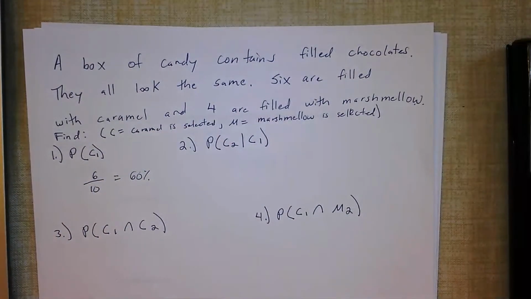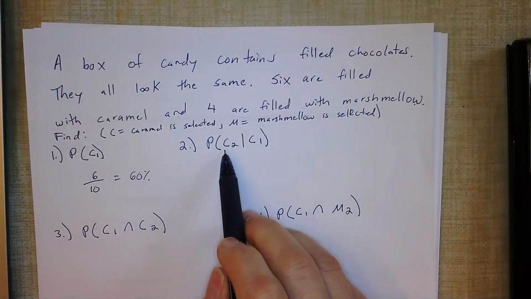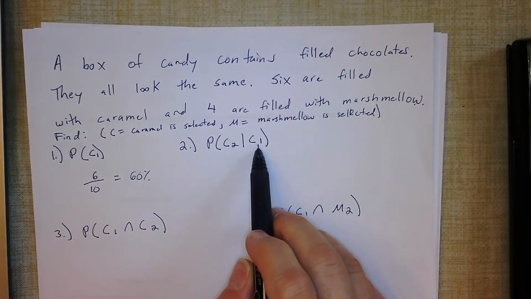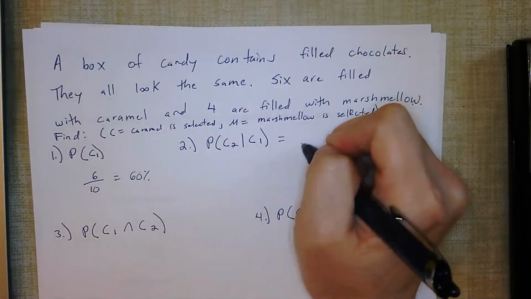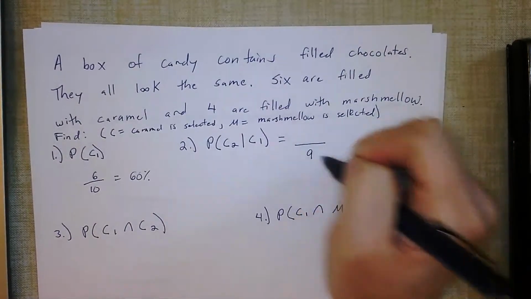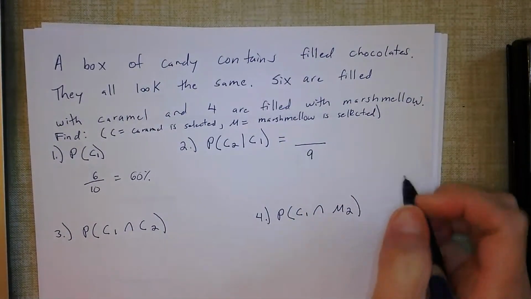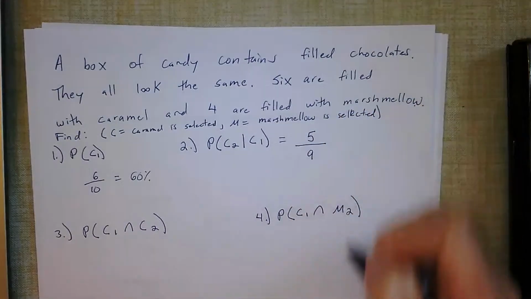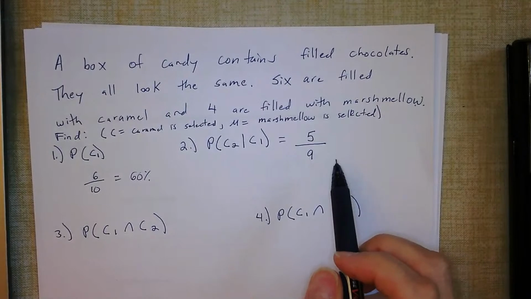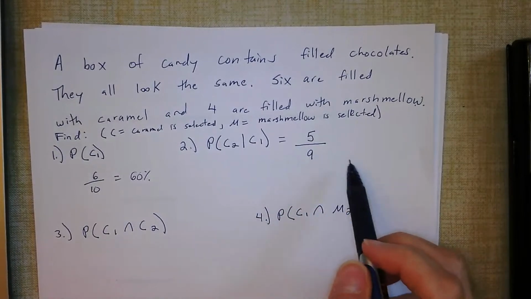All right. So now it says the probability that caramel is selected on the second, given that caramel is selected on the first. So first off, instead of having 10 pieces of candy in the box, I'm only going to have 9. And instead of having 6 caramels, I'm only going to have 5. Because this is without replacement. Like you touch it, you take it. It's candy. That's gross to put it back.